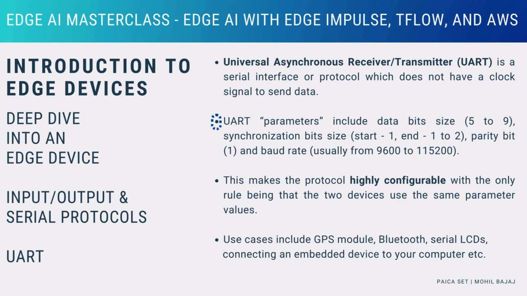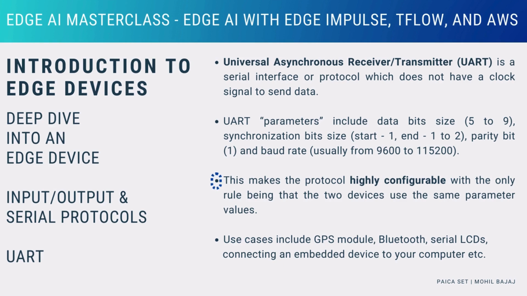This is the rate at which information is transmitted, and it is usually measured in bits per second, or BPS. The baud rate values usually range from anywhere between 9,600 to 115,200. The flexibility in the values of these parameters, whether it be the data bit size or the baud rate, makes this protocol highly flexible and configurable, with the only caveat being that the two devices should agree upon and use the same parameter values.